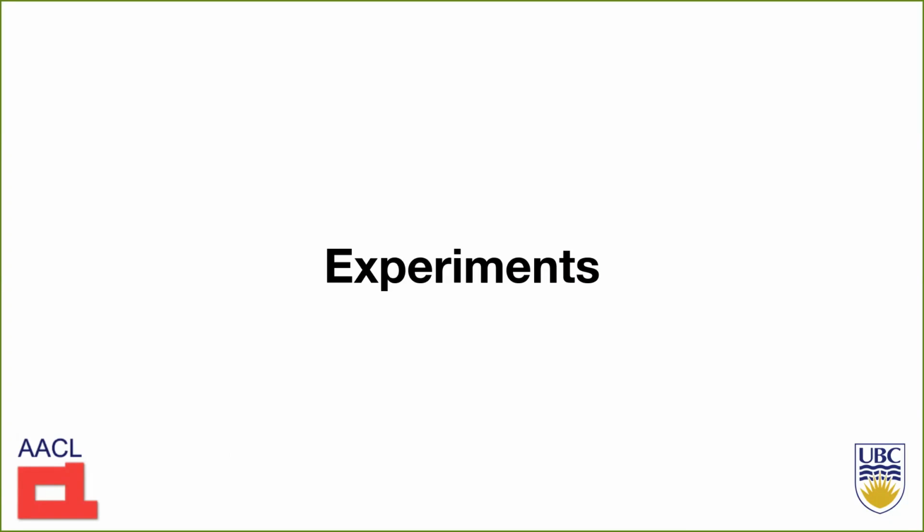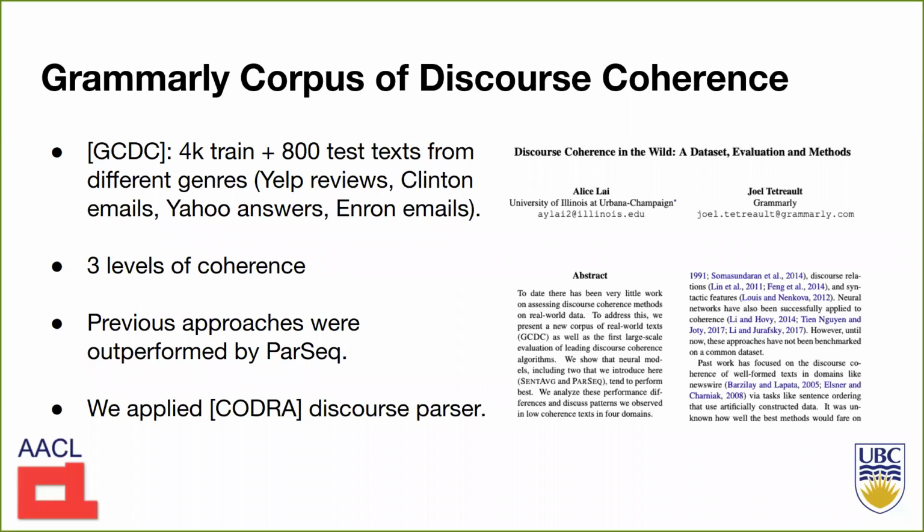Finally, we describe our experiments and results. For evaluation, we applied the recently introduced Grammarly corpus of discourse coherence. It contains documents from different genres labeled by expert annotators on 3 levels of coherence, being very incoherent, medium, and very coherent. The experiments conducted by the authors show that previous sentence-ordering-based approaches do not generalize well in this more realistic domain, with the authors' baseline ParSeq that we just introduced demonstrating the best performance. Finally, to generate the trees for this corpus, we used the high quality off-the-shelf discourse parser CODRA.